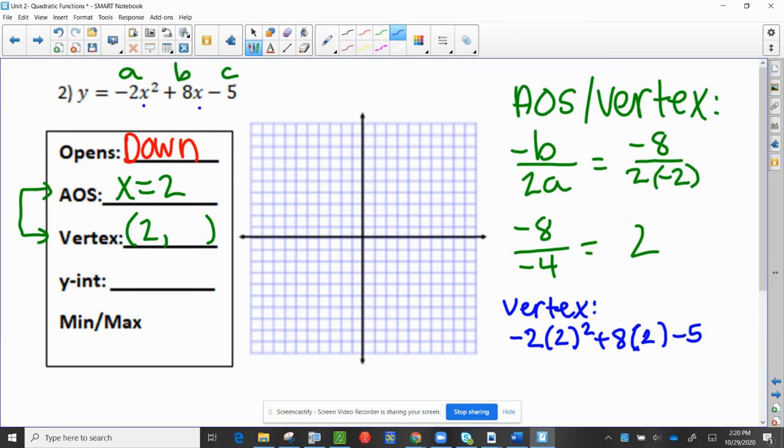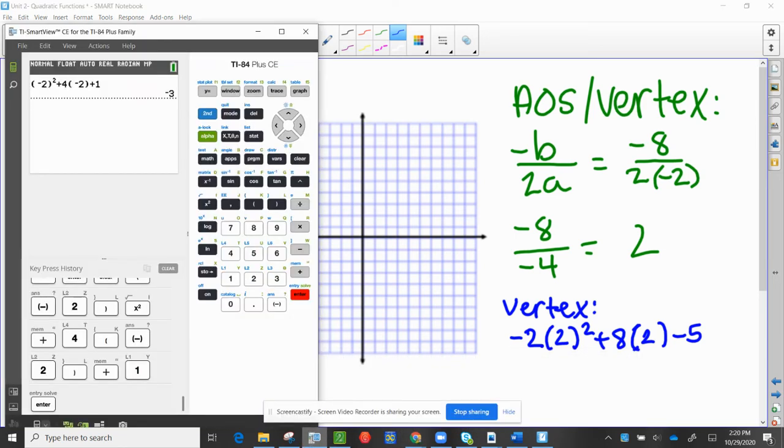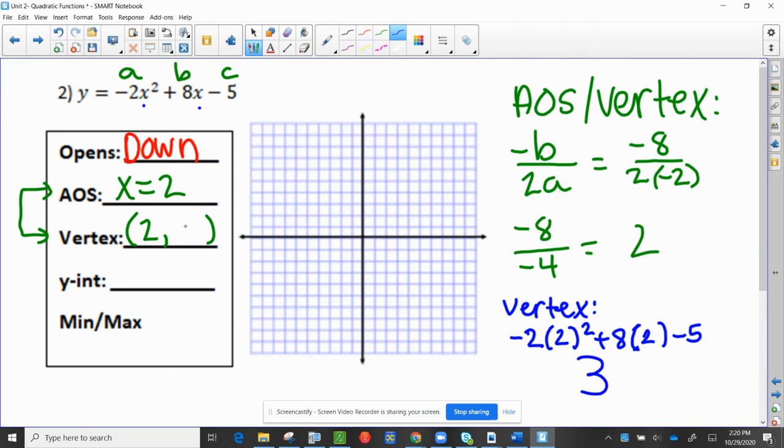And again, if I don't want to do all that work by hand, I'm going to use my calculator. So I type it in exactly as I wrote it with the parentheses and everything. So negative 2 times 2 squared plus 8 times 2 minus 5. And let my calculator do all the work. Look at that. It gave me a 3. So that tells me that's the y value of my vertex, 3.